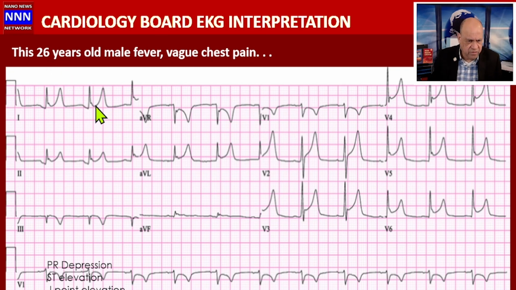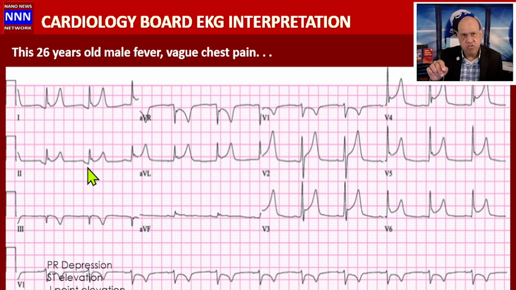Now we see ST elevation here, ST elevation in the lateral leads. It almost looks like the patient earlier we saw with early repolarization, but the changes are much more dramatic in this person. And one of the key factors is to look for the PR interval, which is depressed in patients with pericarditis. More than likely, they're going to give you an EKG with ST elevation, which may have a PR depression, and that is your key.